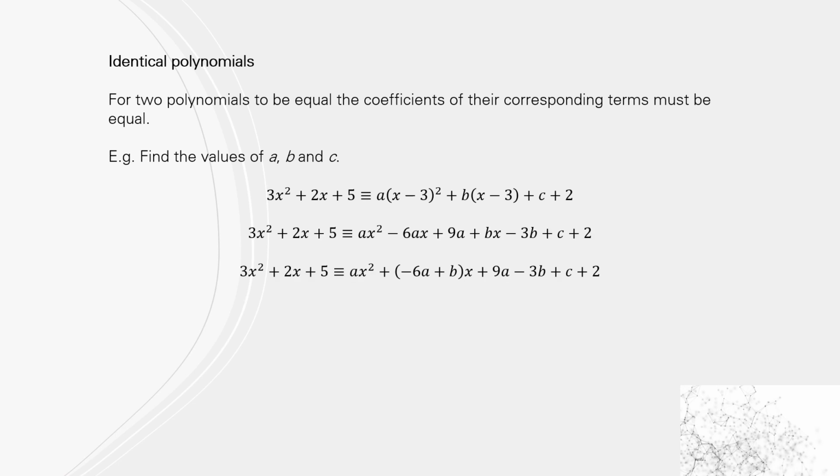So the first thing we do is we expand the brackets. When you expand x minus 3 squared, you get x squared minus 6x plus 9, and then you multiply each term by a. Then you just expand b outside of x minus 3 normally. And then in the third line, you'll see that we've collected all of the like terms together, based on their x's. So the x squared only had an a, the x was minus 6a plus b, and the constant terms are 9a minus 3b plus c plus 2.